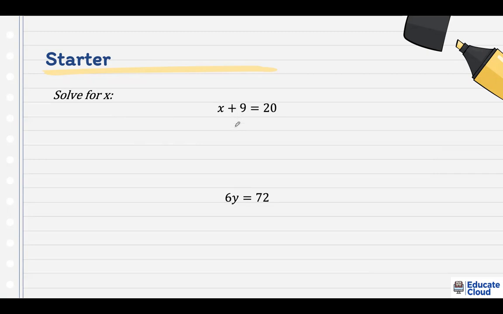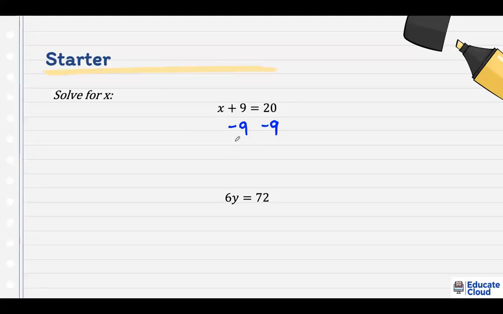So here is a plus 9. You're going to take away 9 from both sides, and that will give you x. That will give you x is equal to 20 minus 9, which is 11.